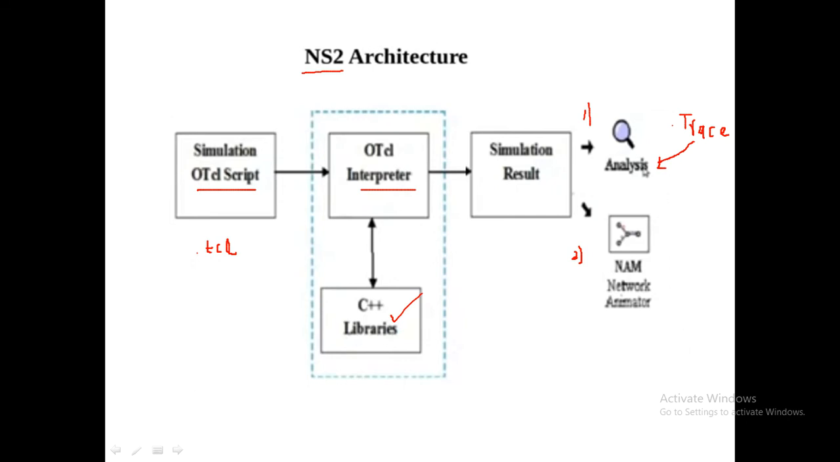The second file it generates is called the NAM file. NAM is the network animator, so it is a network animator file. Just by the trace file you can do the analysis, but for the user end, we can generate another file called the network animator, which gives us the animation effect of your entire program. In an animator way you can see how the nodes work and how the packets are going. So we get two output files: one is the trace file and the other is the animator file.